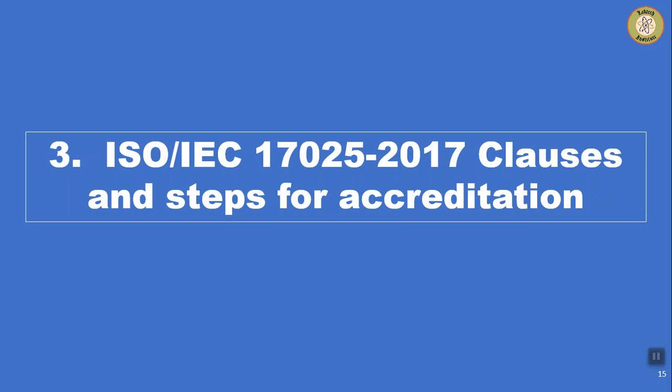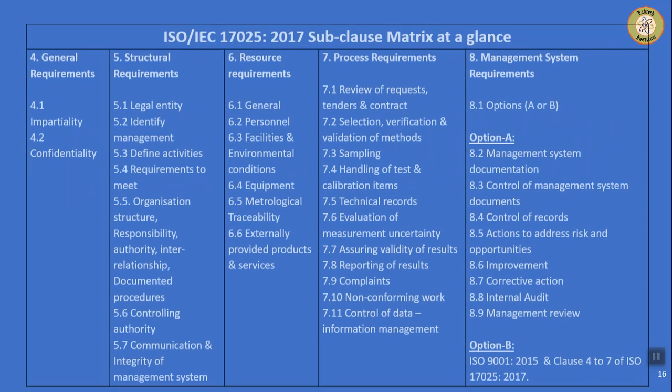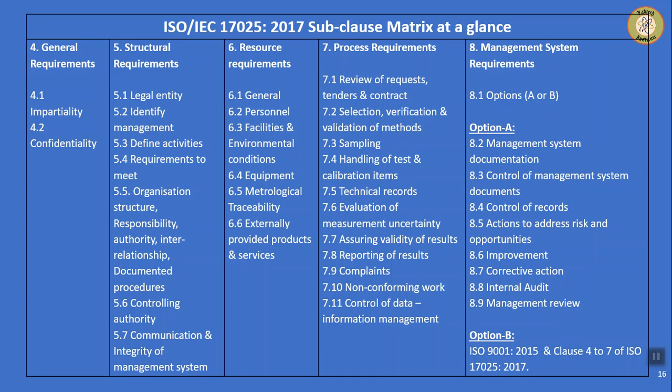Now we have the detailed discussion on the various clauses, each and every clause and subclause, and the steps for accreditation. Here at a glance you can see the various auditable clauses: 4, 5, 6, 7, 8. These are the main clauses: general requirements, structural requirements, resource requirements, process requirements, and management system requirements. And you can see that for management system requirements, the number of clauses is much less compared to that in ISO 9001. Those who are familiar with ISO 9001 can see this.